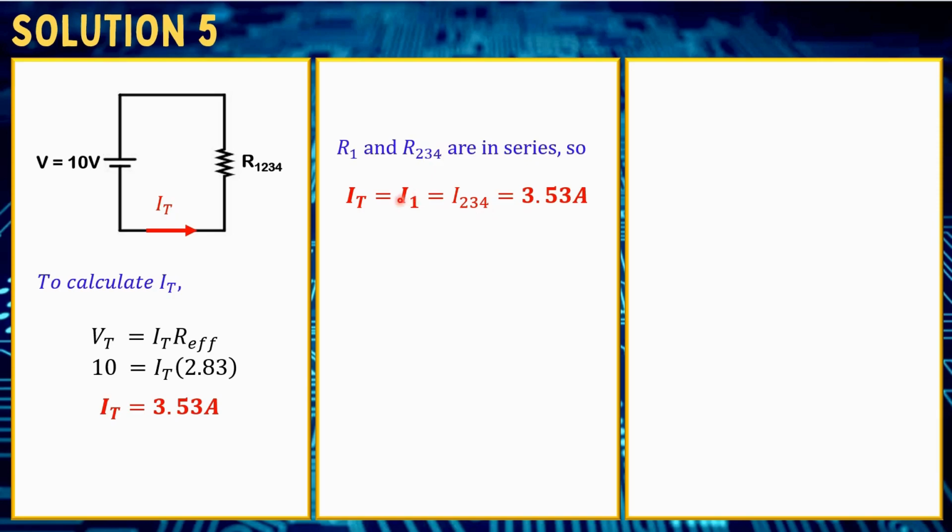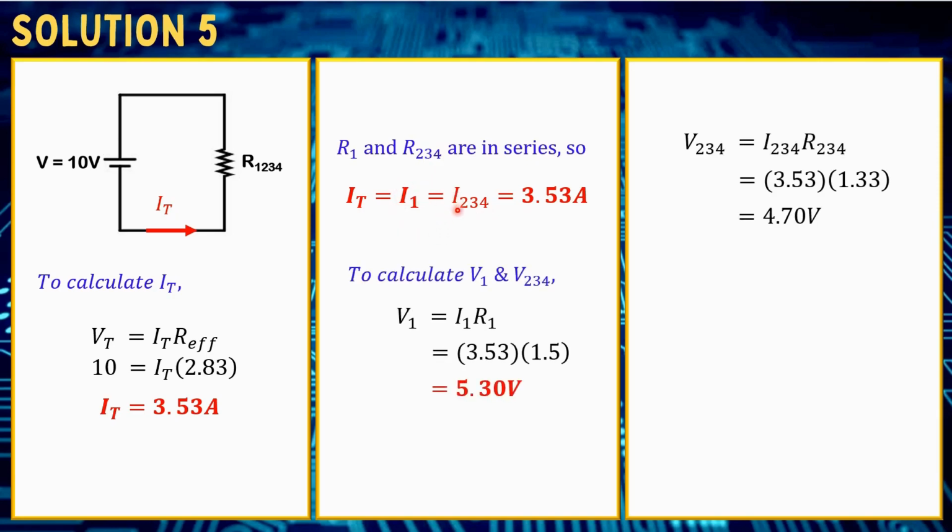From this value, we can calculate V1 and V234 by using this equation. So V1 is equal to 5.30 volt and V234 is equal to 4.7 volt. Because R1 and R234 are in series, we also can calculate V234 using this relationship, which is V234 is equal to Vt minus V1. We will get the same answer.